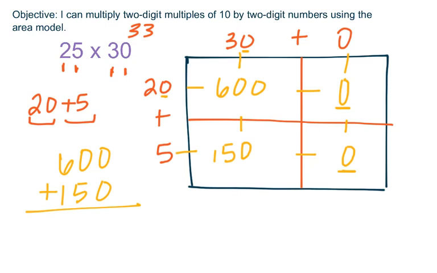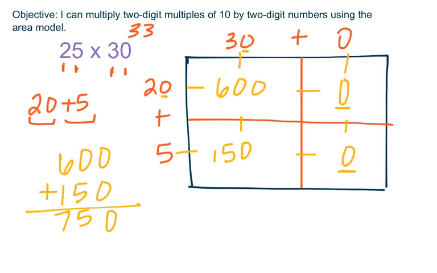I'm not even going to bother with the zeros when I do my addition problem, though. 0 plus 0 is 0. 0 plus 5 is 5. And 6 plus 1 is 7. So again, we've shown that 25 times 30 equals 750.